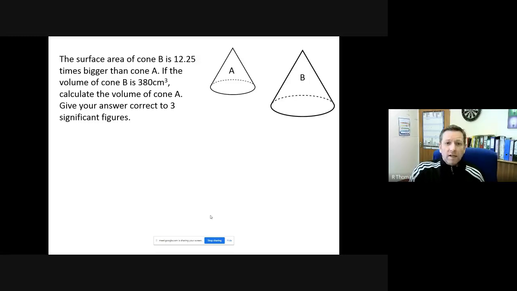I've got 2 cones. I'm telling you that the surface area of cone B, the bigger one, is 12.25 times bigger than cone A. So I'm telling you there that the area scale factor is 12.25. So you can square root that to get the linear scale factor. And once you know that, you can cube it to get the volume scale factor. I tell you that the volume of the larger cone is 380, and I want to know the volume of the smaller cone. So you will be dividing 380 by that volume scale factor. And I've asked for the answer to be 3 sig figs. Get the units right as well. 30 seconds, off you go. Press some buttons.